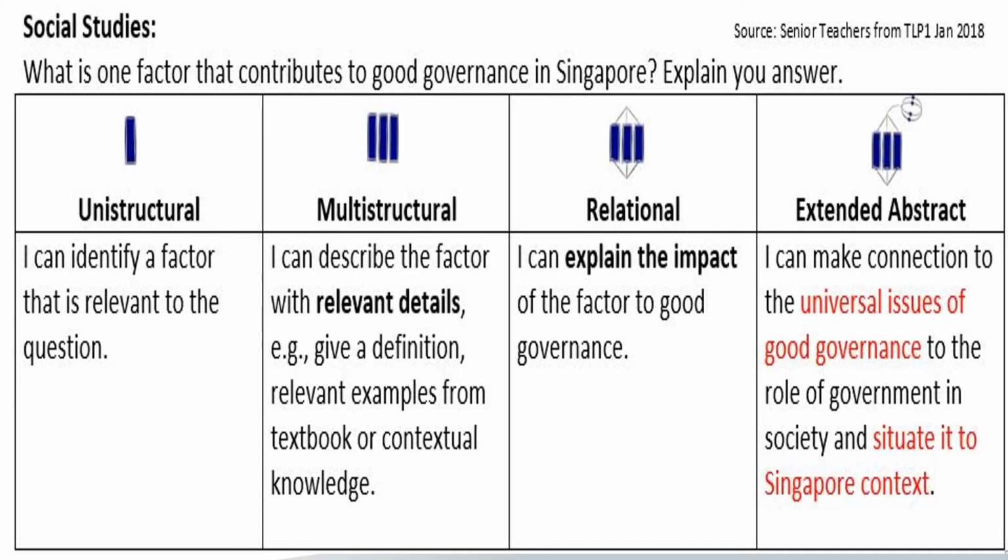This is an example of a SOLO-informed rubric that's specific to a particular essay question. Again, I'd like you to notice what is being communicated as a level of learning at the extended abstract level. Here, students not only make connections to the universal issues of good governance, they have to situate it to the Singapore context. So they have to think about these ideas in new and different ways.